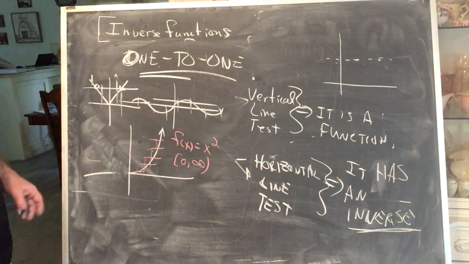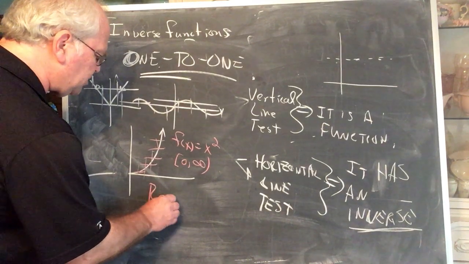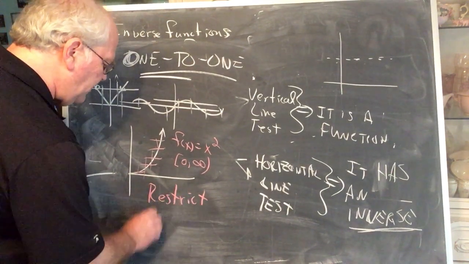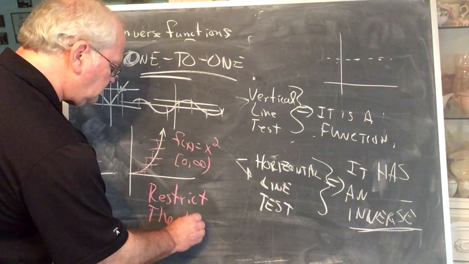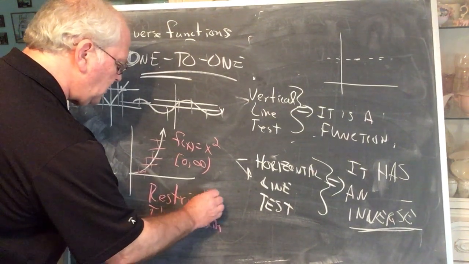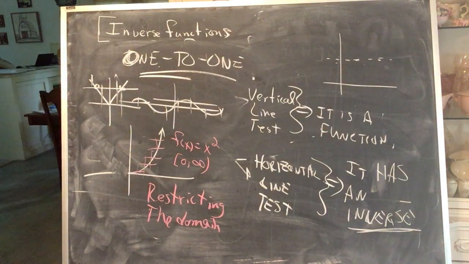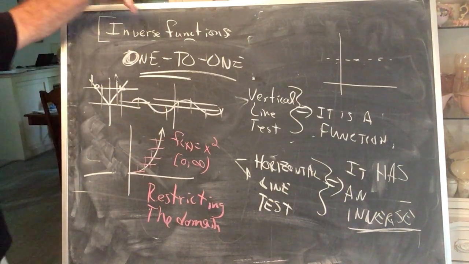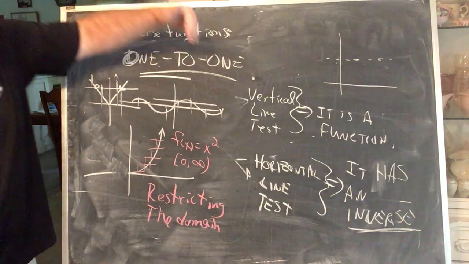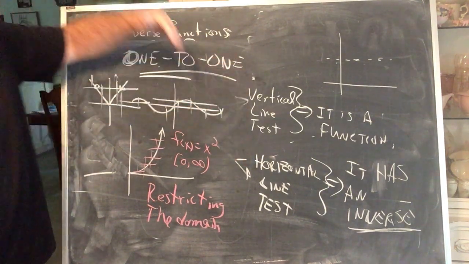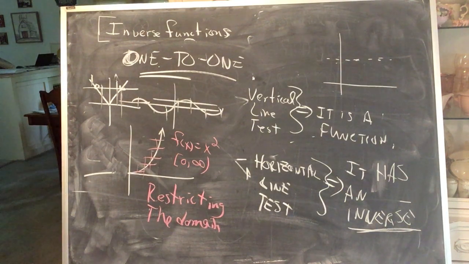This procedure is called restricting the domain. We have restricted the domain so that it does have an inverse function. So, a function is one-to-one, which means it passes the horizontal line test, that means it does have an inverse. Okay, so in the next video we'll pull all this together and get some basic information about how we're going to use it.